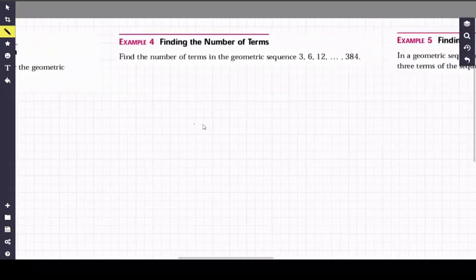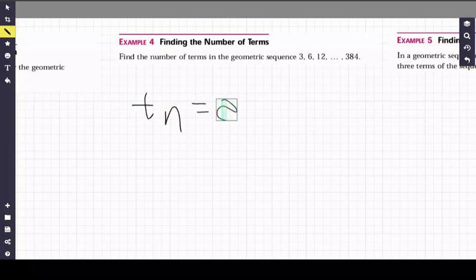So example 4, find the number of terms in the geometric sequence. So this is actually a very interesting one. However, we're still going to plug in the formula. So Tn is equal to A R to the n minus 1. So we know A, that's 3. Ratio, we definitely know, that's 2. However, we don't know n.